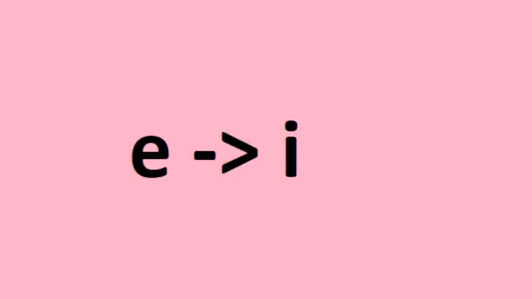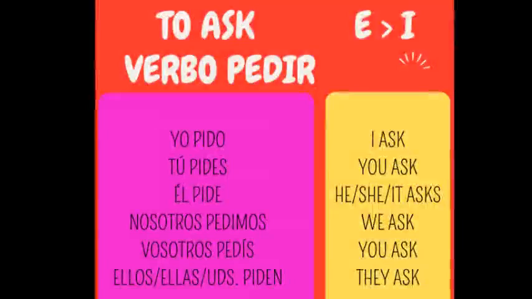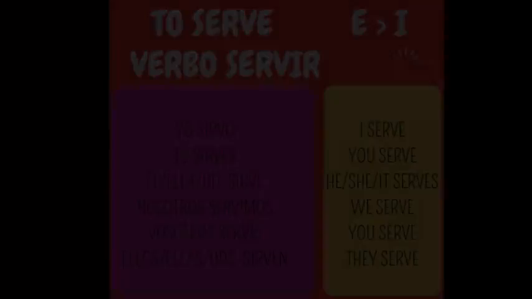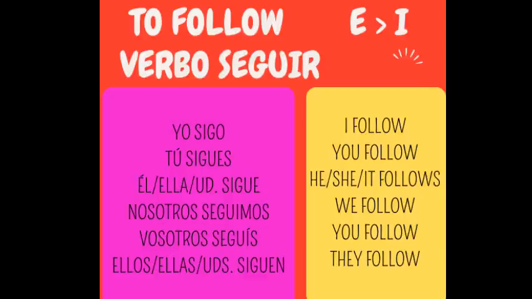In this group, the E in the root changes to I. For example, pedir, meaning to ask for, is conjugated as yo pido, tú pides, él pide, but nosotros pedimos. Another example, repetir. Yo repito, to repeat, servir, to serve, and seguir, to follow.